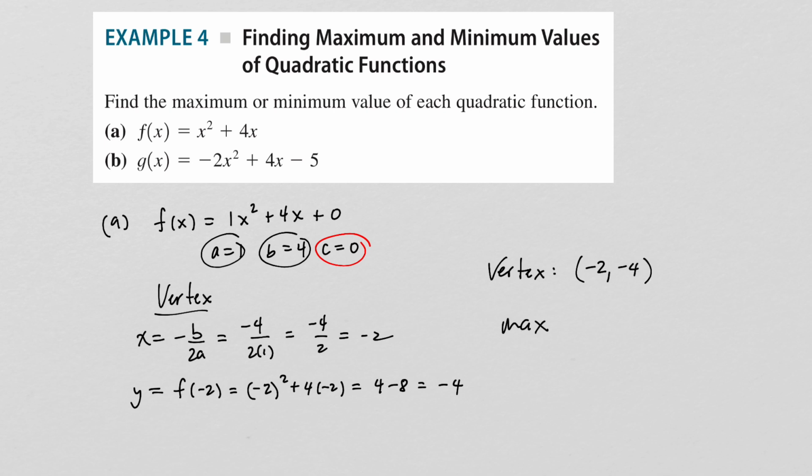Now the question is, is this a max or is this a min? To answer that, you have to remember that the 1x squared means that this parabola opens up. And if a parabola opens up, the vertex is going to be the minimum.